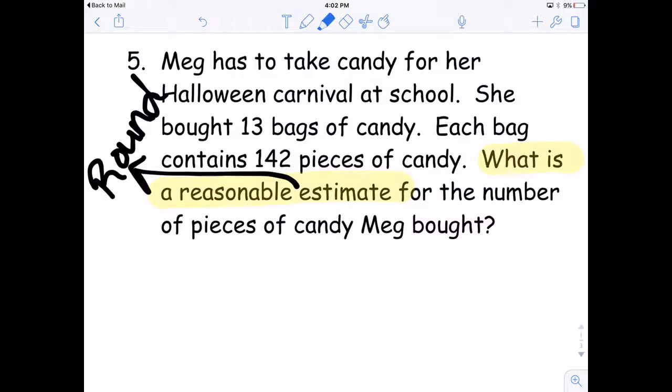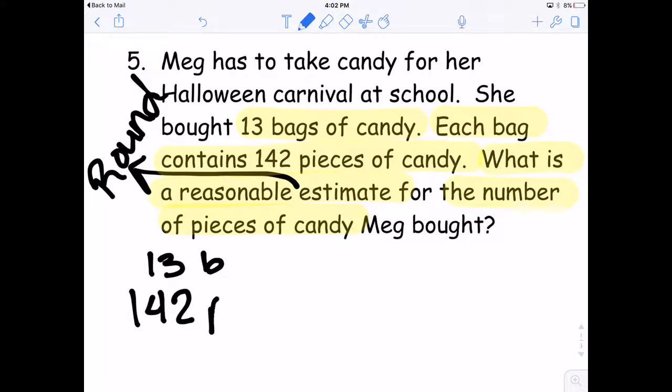Meg has to take candy for her Halloween carnival at school. She bought 13 bags of candy. Each bag contains 142 pieces of candy. What's a reasonable estimate for the number of pieces of candy Meg bought? Okay, we know 13 bags. We know 142 pieces of candy. And we want to know pieces of candy.